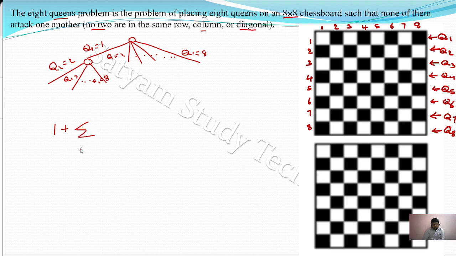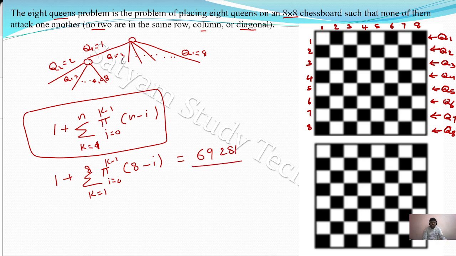You can expand this entire tree. The number of nodes is given by this formula: 1 plus the summation of k equal to 1 to n of the product of i equal to 0 to k minus 1 of (n minus i). This is the formula here.